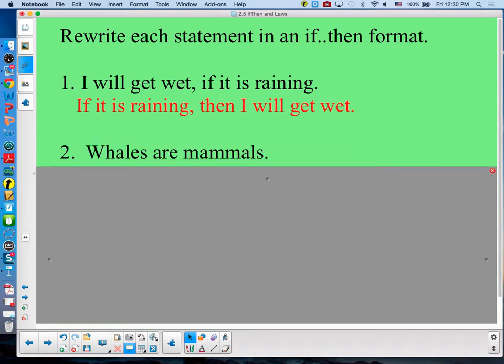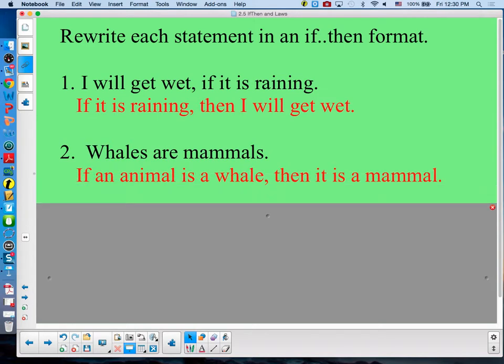Okay, how about whales are mammals? How would you make that into an if-then sentence? It would mean the same thing as whales are mammals. What's the hypothesis? What's the conclusion going to be? You probably have to add a few words to this to make it make sense. If there are whales, then there are mammals. Okay? Any other? I think I might have done if an animal is a whale, then it is a mammal. Same kind of thing. The whale was the hypothesis, the conclusion was it's a mammal.